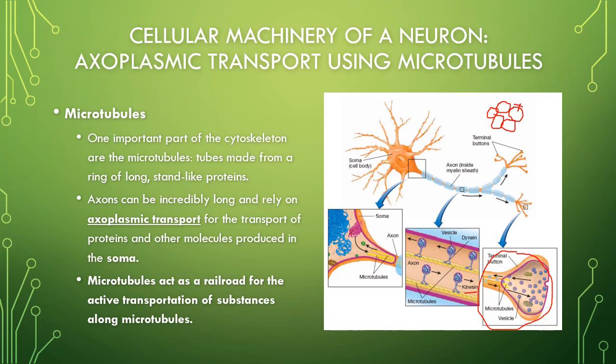So in the end, this becomes this functional railroad for the cell. And without this, the cell would basically fall apart. It wouldn't be able to do any of the jobs that we think of as being important for a neuron.